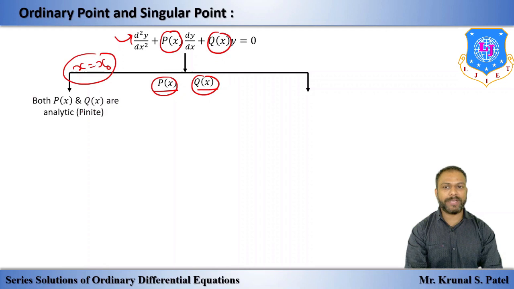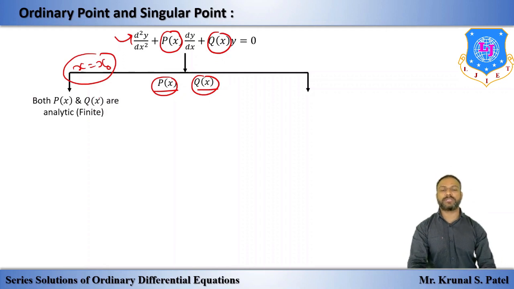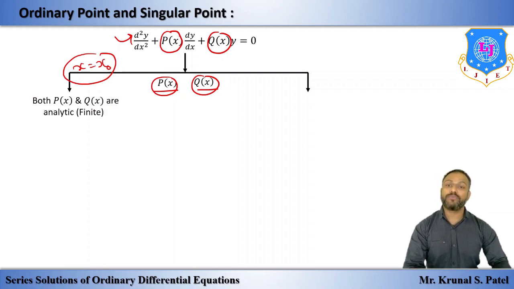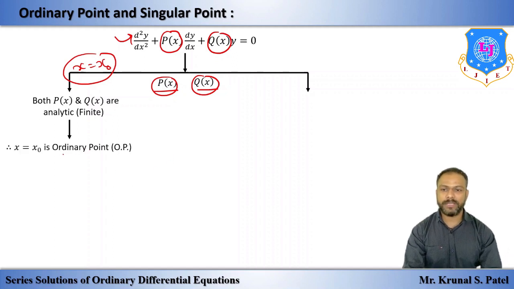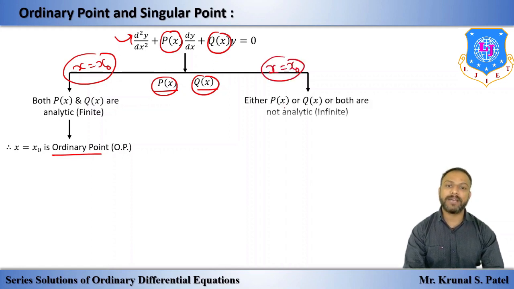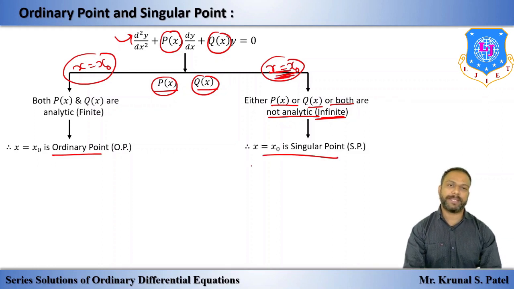If both P of x and Q of x are finite, that means analytic, so that point is called an ordinary point, simple. But if at the same point x is equal to x0, either P of x or Q of x or both are not analytic, that means infinite, so this point x is equal to x0 is called a singular point.